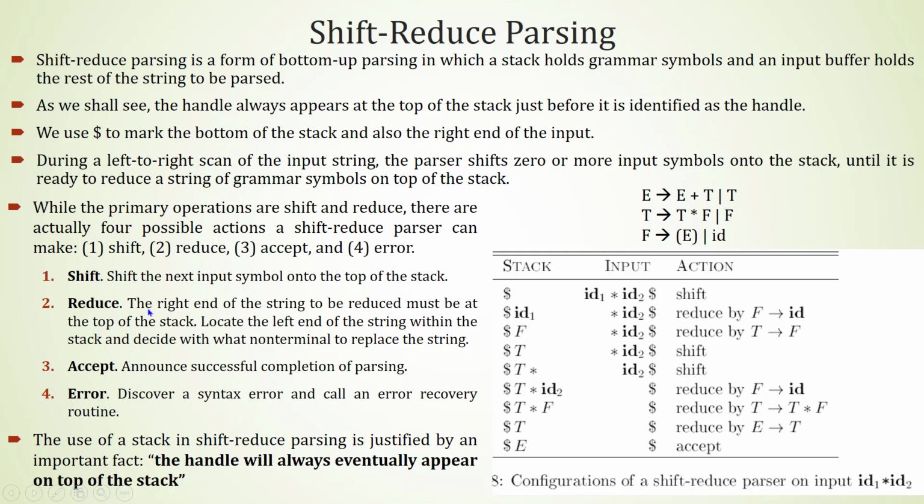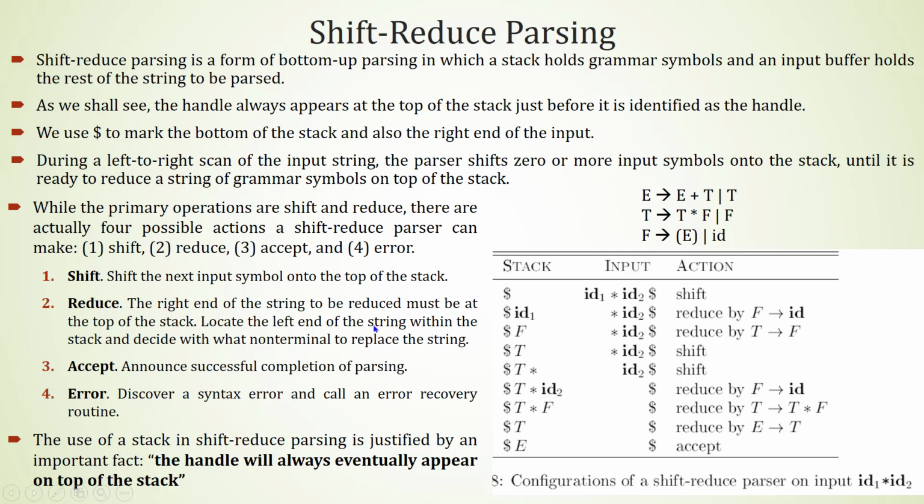Again you just read this point, the right end of the string to be reduced. Earlier only id2 was in the string. Now consider the case of T star F. This T star F is considered as a string. So the top of the stack contains F, just below that we have star, and just below that T. So if you consider T star F, that is the string to be reduced and it appears at the top of the stack. So when you look at the stack, the right end of the string to be reduced must be at the top of the stack.